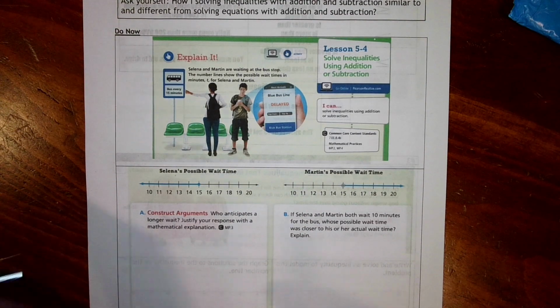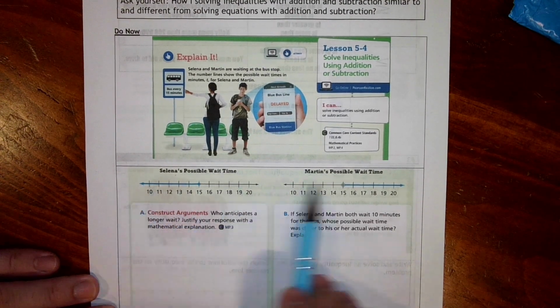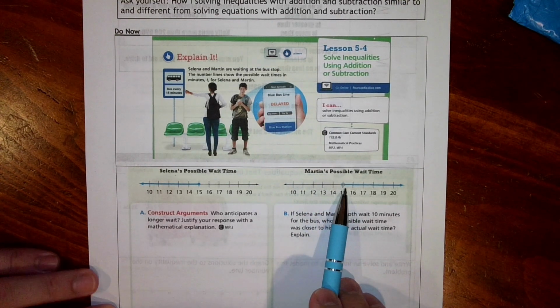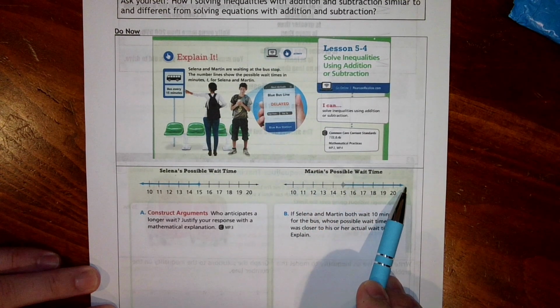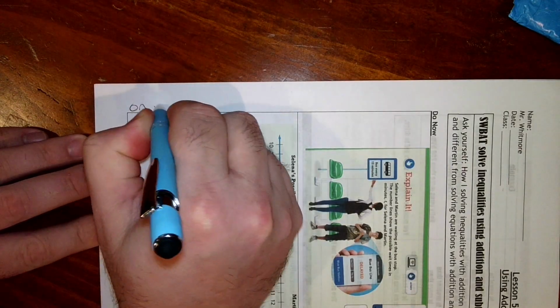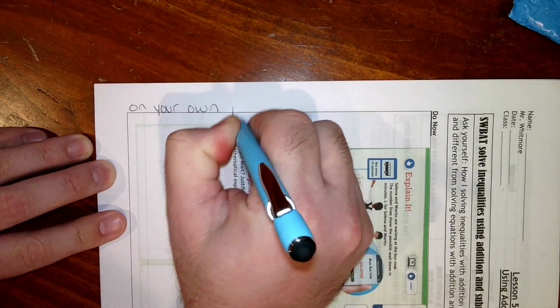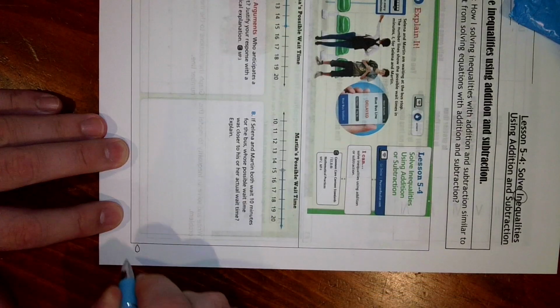So here are two number lines. Her number line is saying it could be 15 minutes or less. His number line is saying that it's going to be more than 15 minutes. And you have two questions to answer on your own.